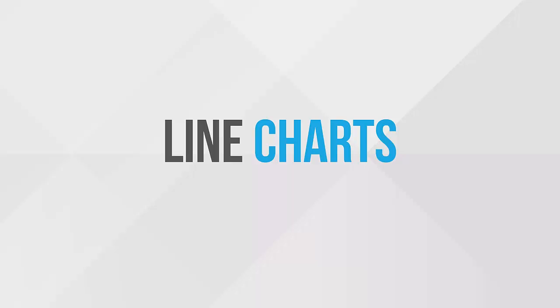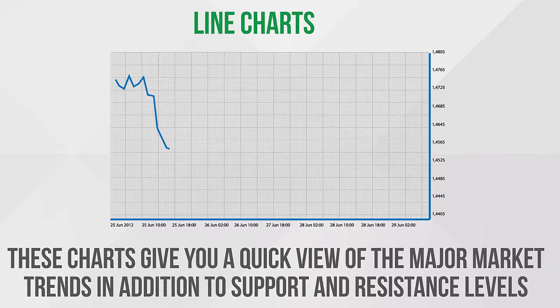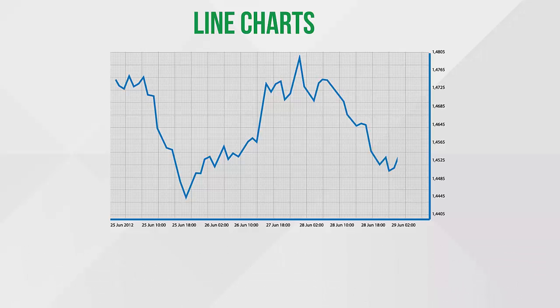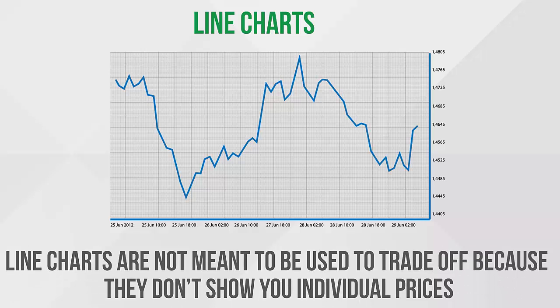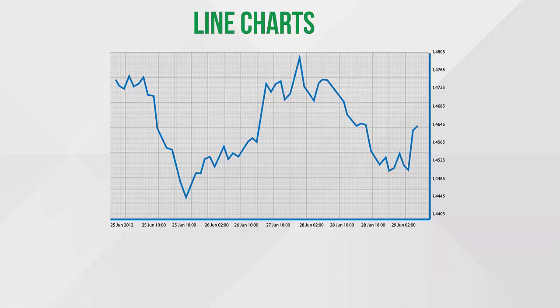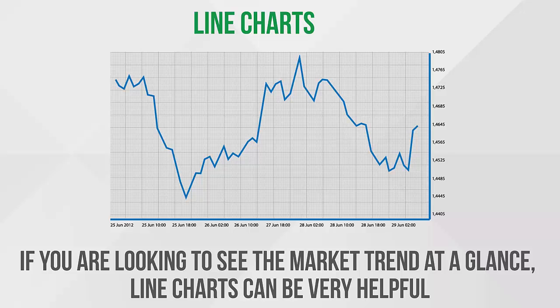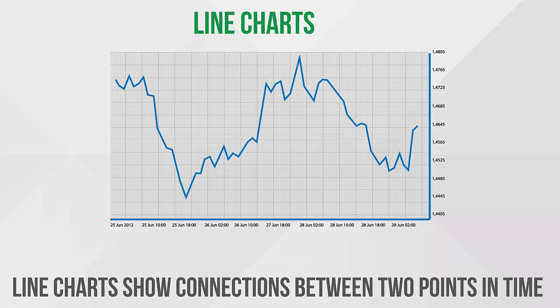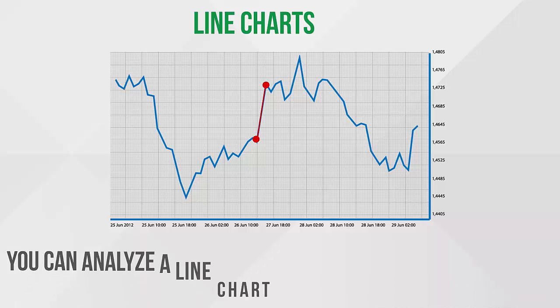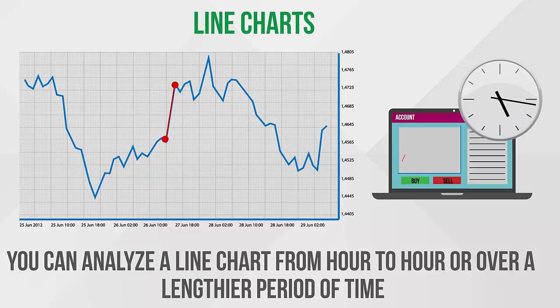Line charts. These charts give you a quick view of the major market trends in addition to support and resistance levels. Line charts are not meant to be used to trade off because they don't show you individual prices. However, if you are looking to see the market trend at a glance, line charts can be very helpful. Line charts show connections between 2 points in time. You can analyze a line chart from hour to hour or over a lengthier period of time.